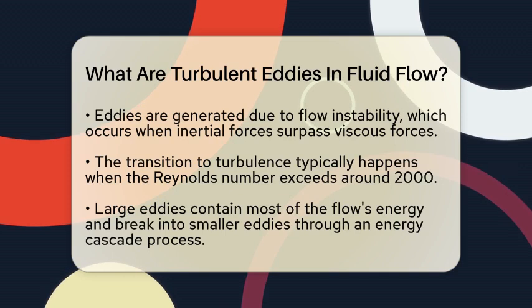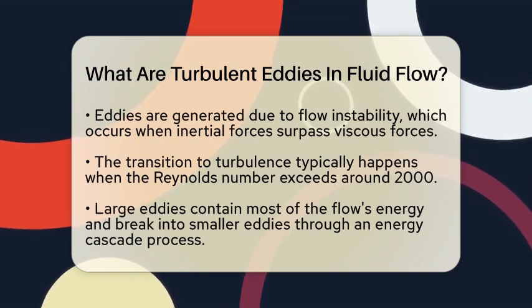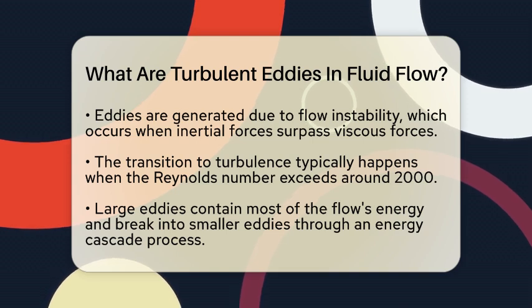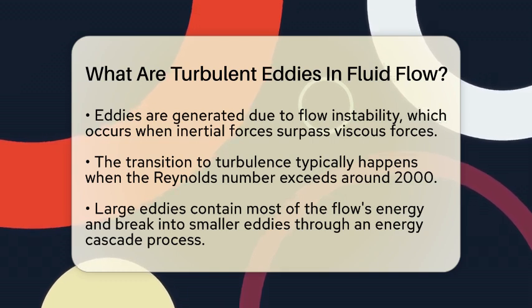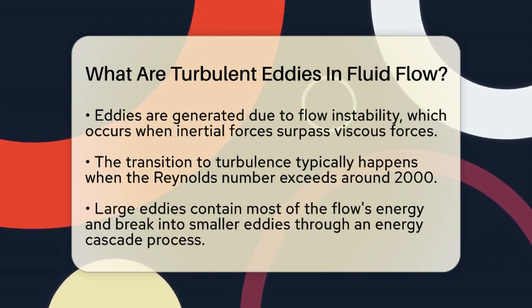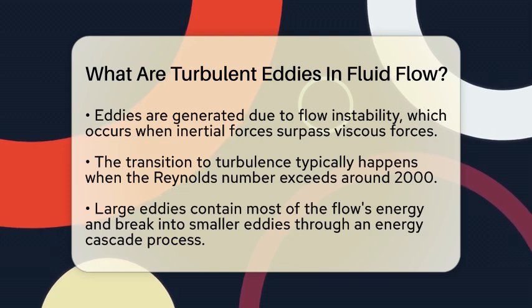Eddies form because of flow instability. When the forces pushing the fluid forward, called inertial forces, become stronger than the forces resisting flow, known as viscous forces, turbulence kicks in. This transition usually happens when the Reynolds number, a number that compares inertial and viscous forces, exceeds about 2,000. Once that happens, the flow becomes chaotic and eddies start to appear.